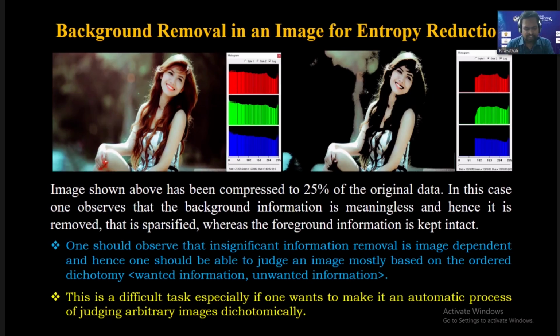One should observe that the insignificant information removal is image dependent and hence one should be able to judge an image mostly based on the ordered dichotomy, wanted information, unwanted information. This is a difficult task, especially if one wants to make it an automatic process of judging arbitrary images dichotomically.